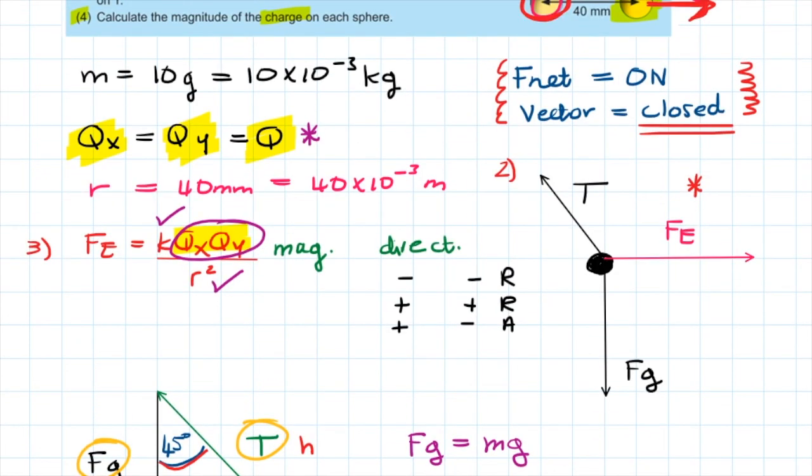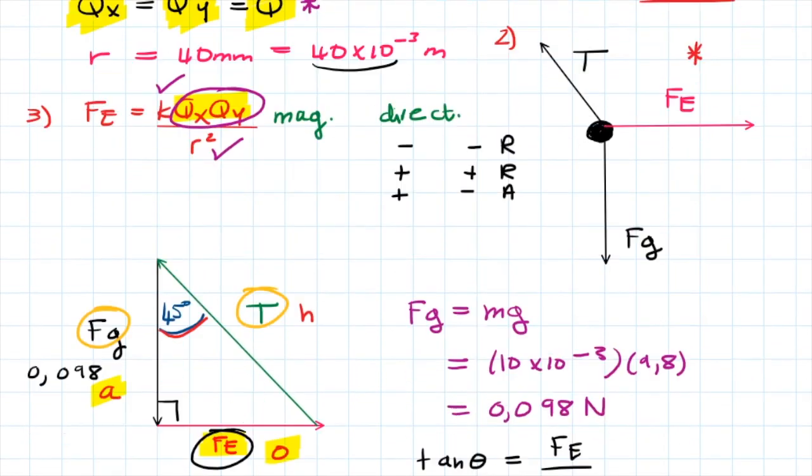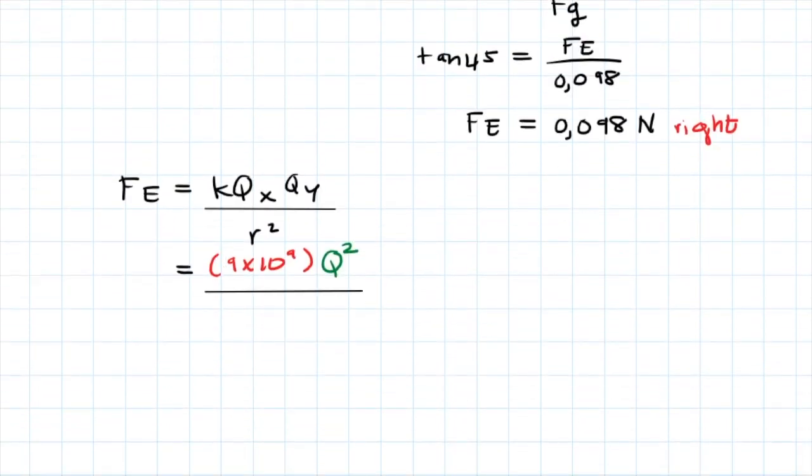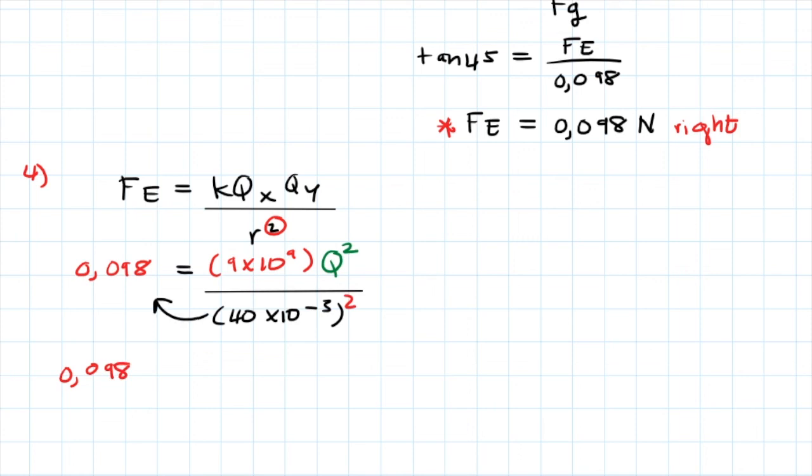The distance between them is this 40 times 10 to the negative 3 meters. So we plug in 40 times 10 to the negative 3, and we do not forget to square this. It's very easy to forget that. We put in the 0,098, which we calculated in the previous problem. And then we can manipulate this formula in order to solve. We're going to start off by multiplying up. So we multiply up and we get 0,098 multiplied by 40 times 10 to the negative 3 squared.